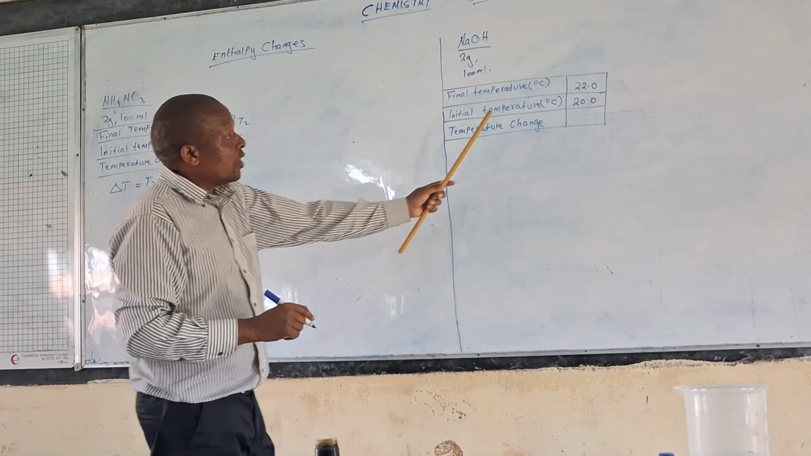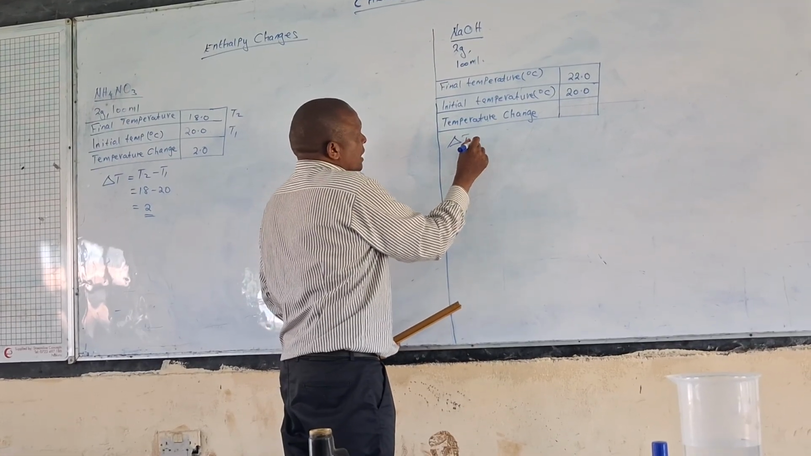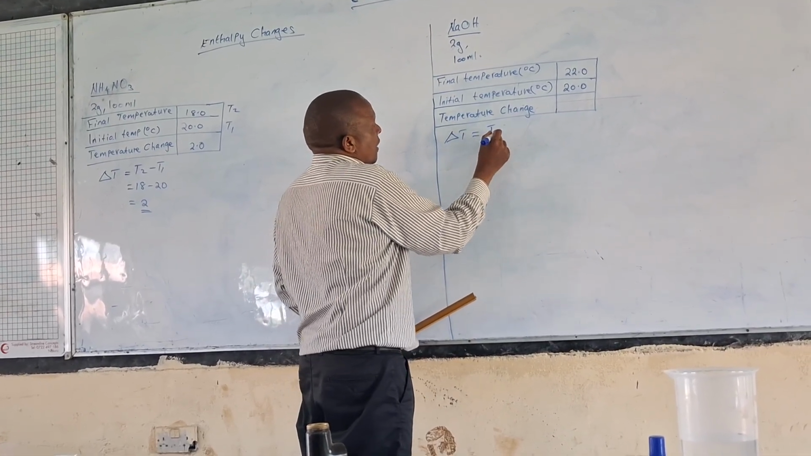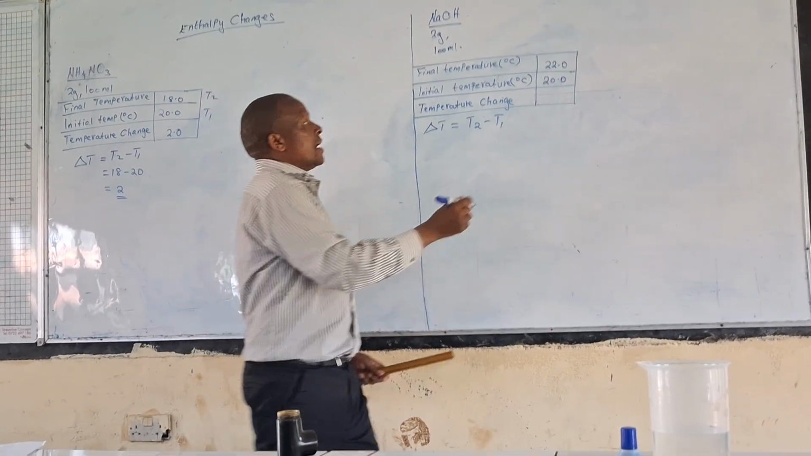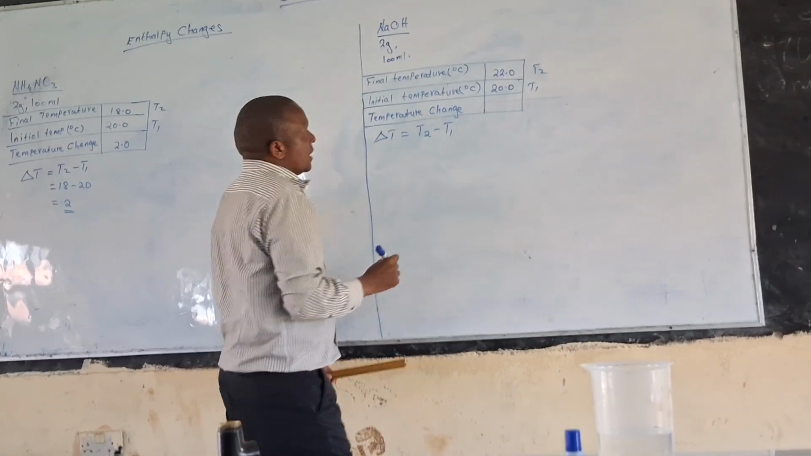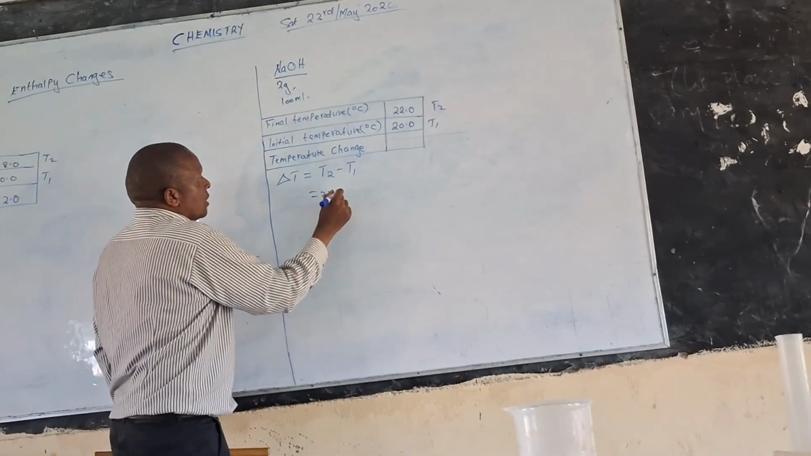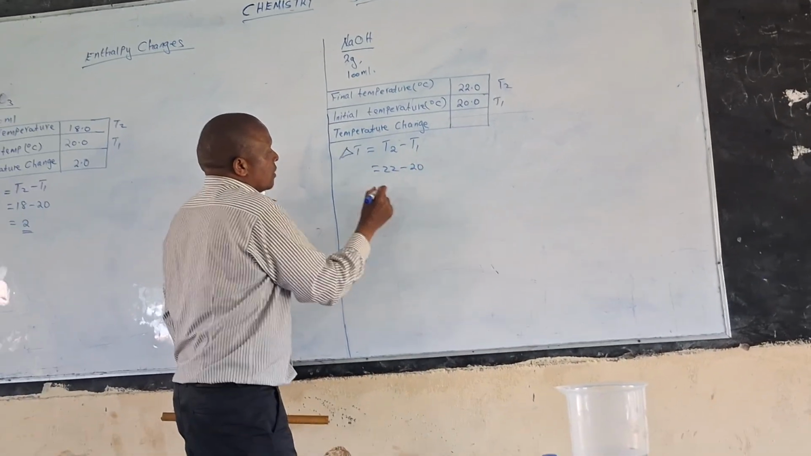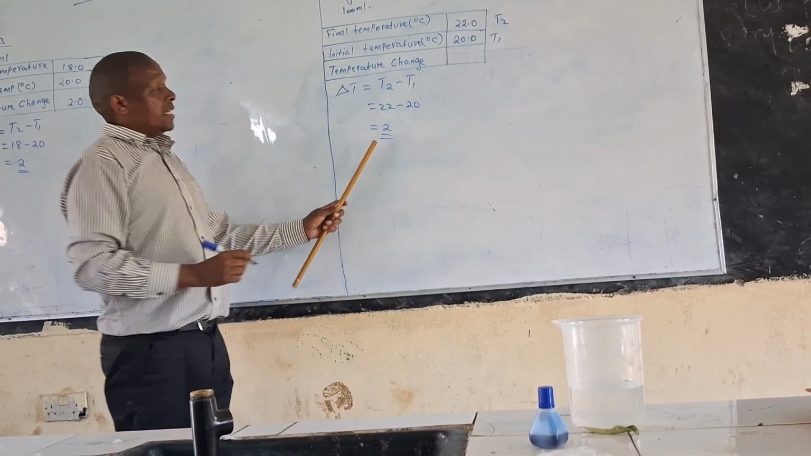Let us go to this one. How do you get the temperature change? You say delta T, temperature change, is equal to final temperature less initial temperature, whereby this is temperature 2, this is temperature 1. Now, subtract temperature 2, 22, less initial, 20. What do you get again? 2. So the change is 2.